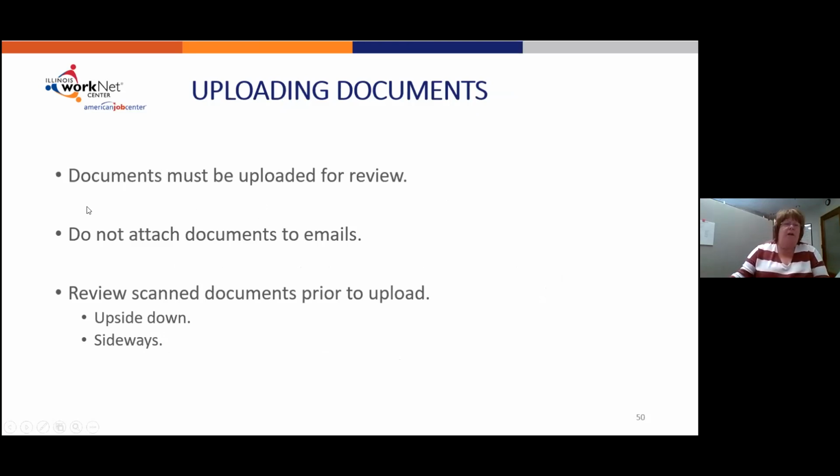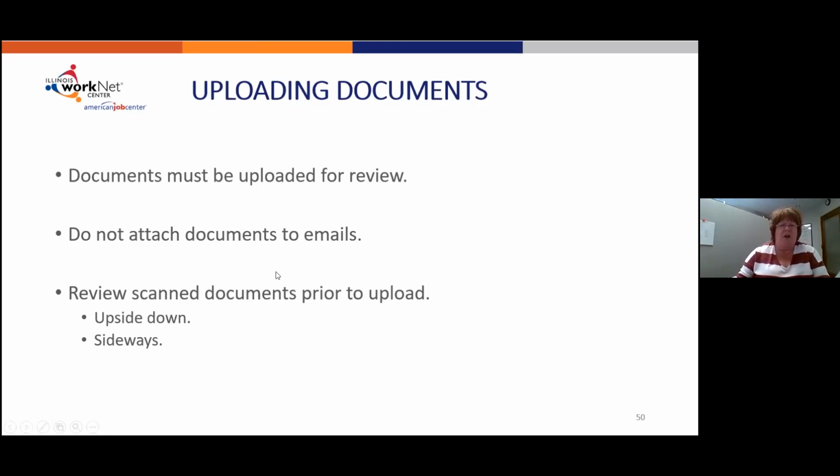So uploading documents, we've talked about that throughout a couple of these slides. The documents must be uploaded for the state merit staff to review. It gives us an idea of the picture of what's going on and helps us when we monitor a file later as well, because we've looked at a lot of the stuff and we can ensure that all of the information is there that we need to do those approvals.